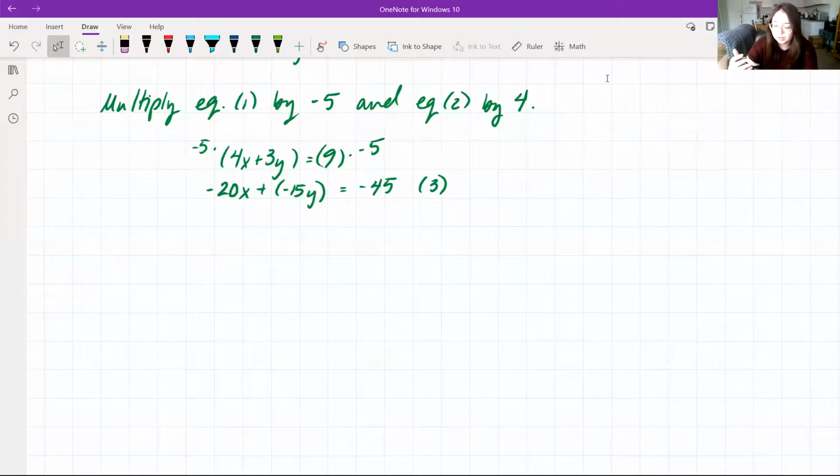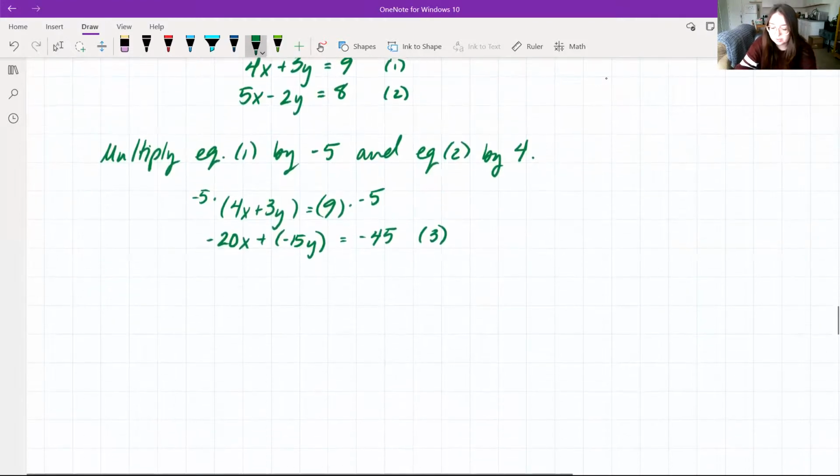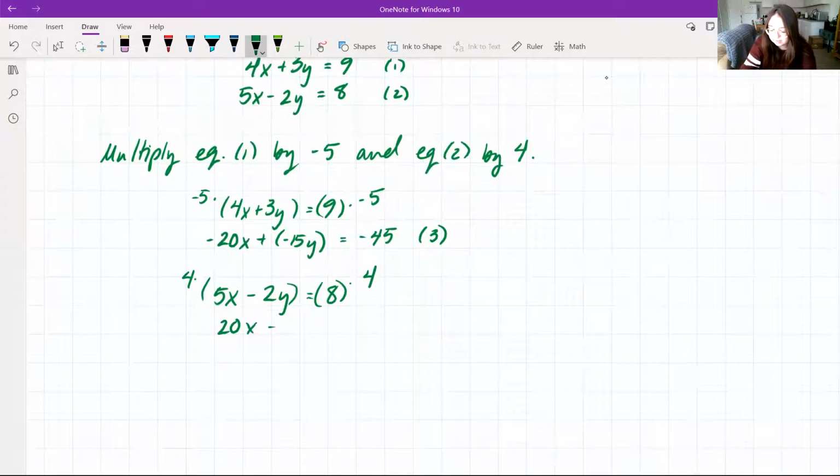So now I want to multiply equation 2 by 4. Equation 2 was 5x minus 2y is equal to 8. So we multiply each side by 4 in this case, and we're going to end up with 20x minus 8y is equal to 32. And this is what we're going to say is equation 4.